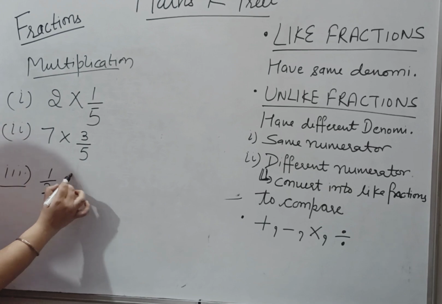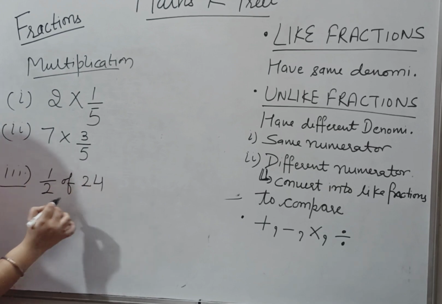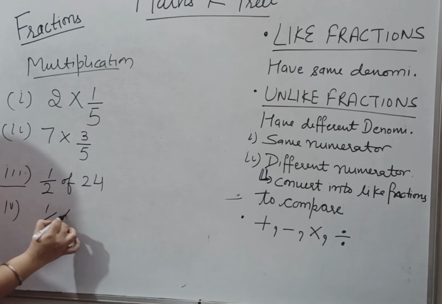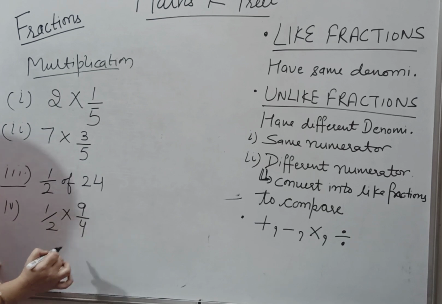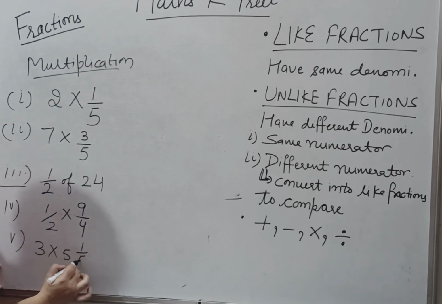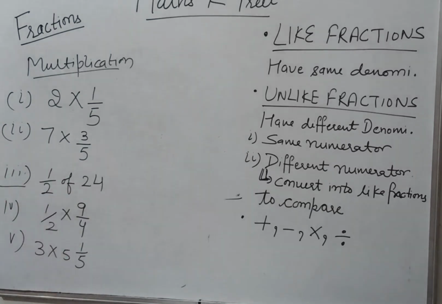Third, I am writing it like this. Fourth, I am writing say 9 by 4. And the fifth one is a mixed fraction, a whole with a mixed fraction. How will we multiply all these?